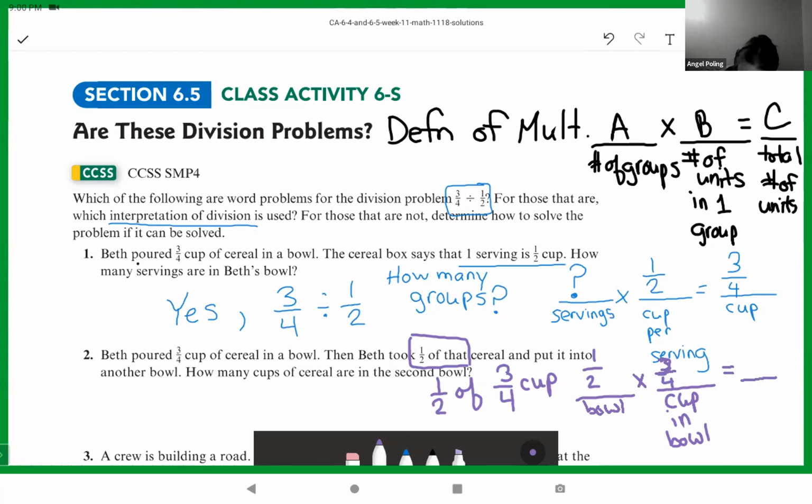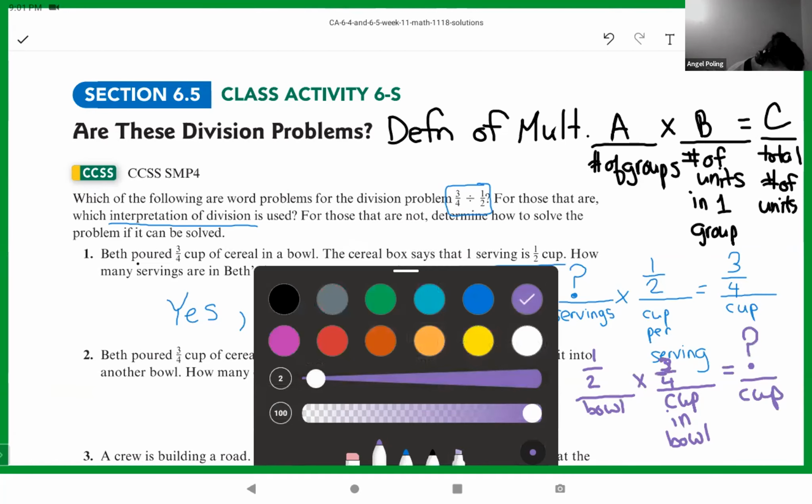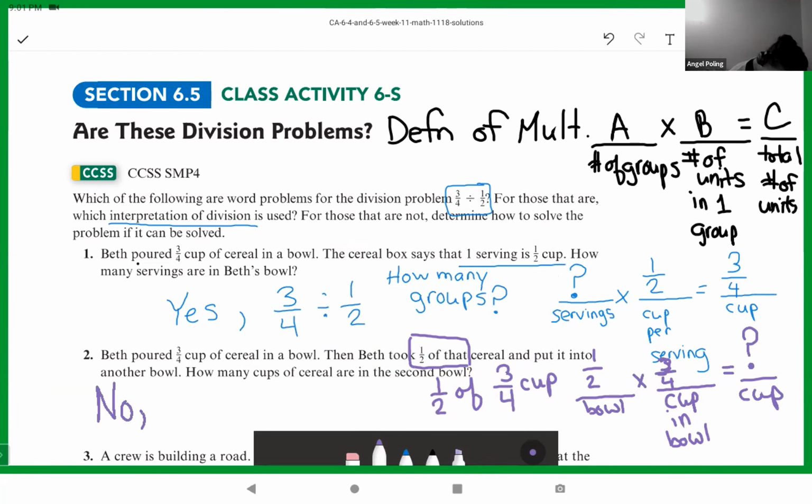Trying to make it fit our definition here, right? Then here we would have a question mark amount of cups. So we have a bowl, we stuck 3/4 of a cup of cereal in it, and then we took half of that and stuck it in another bowl. So we took half of what was in the original bowl and stuck it in another container. That container is then going to have the multiplication here. So this is actually a no. And we know we can multiply 1/2 times 3/4 to solve it.